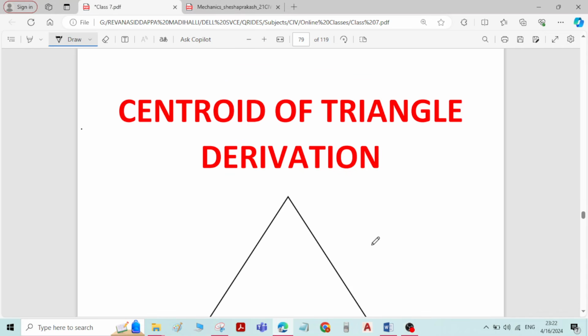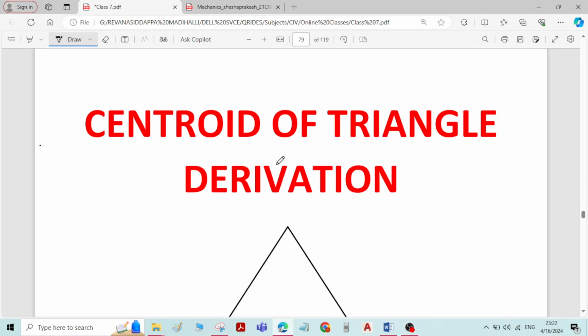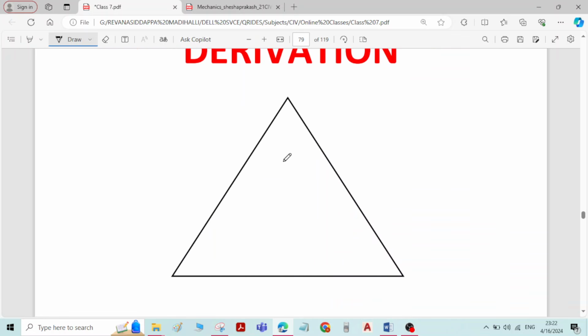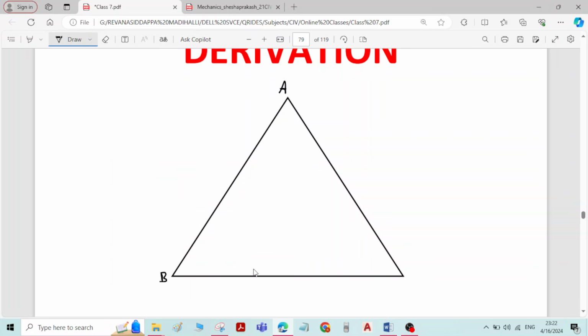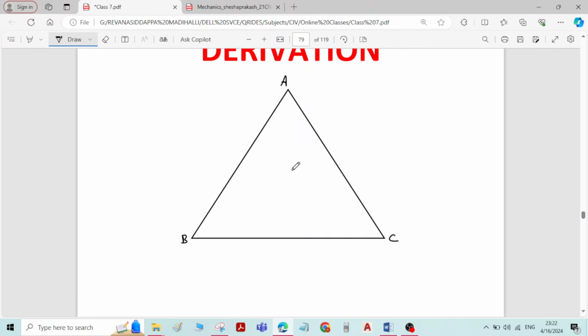Hi. So in this video, we will derive the equation for the centroid of a triangle. For that, I considered a triangle. Let me call the triangle ABC, of base width B and height H. So consider a triangle ABC of base width B and height H as shown in the figure.